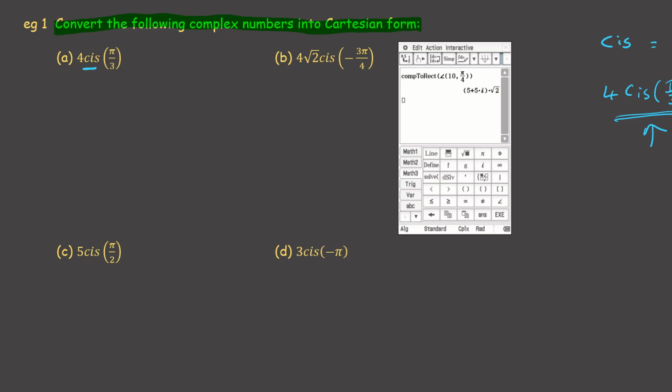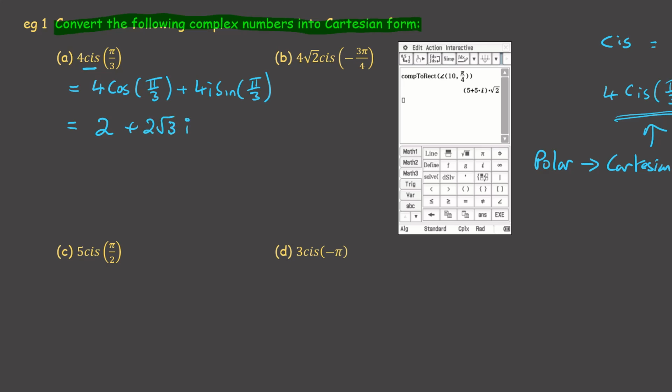Now, when we're converting this way, which means we're going polar to Cartesian, we don't actually have any sort of problem. We can just simply say that that is 4 cos pi by 3 plus 4I sine pi by 3, and then just work it out. In this case, we know the cosine of pi by 3 is 0.5 or a half. And so 4 cos pi by 3 is 2. We know that sine pi by 3 is root 3 over 2. And so that is going to be 2 root 3 I.